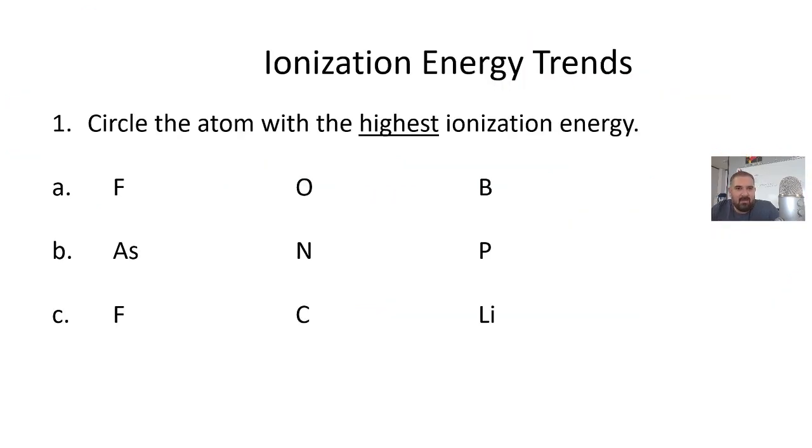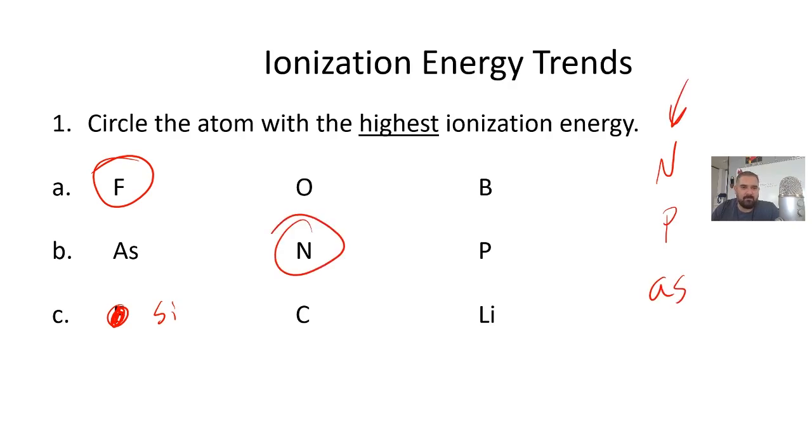All right, circle the atom with the highest ionization energy. That means the one that's closest to fluorine. I see fluorine on here twice, so I'm going to remove fluorine. I'm going to put in silicon. So fluorine, oxygen, boron, highest ionization, that's going to be fluorine. Arsenic, nitrogen, and phosphorus. So these are all in the same group. They're arranged like this, so it's N, P, As. So nitrogen is the smallest, which means it's the most difficult to take an electron from it.